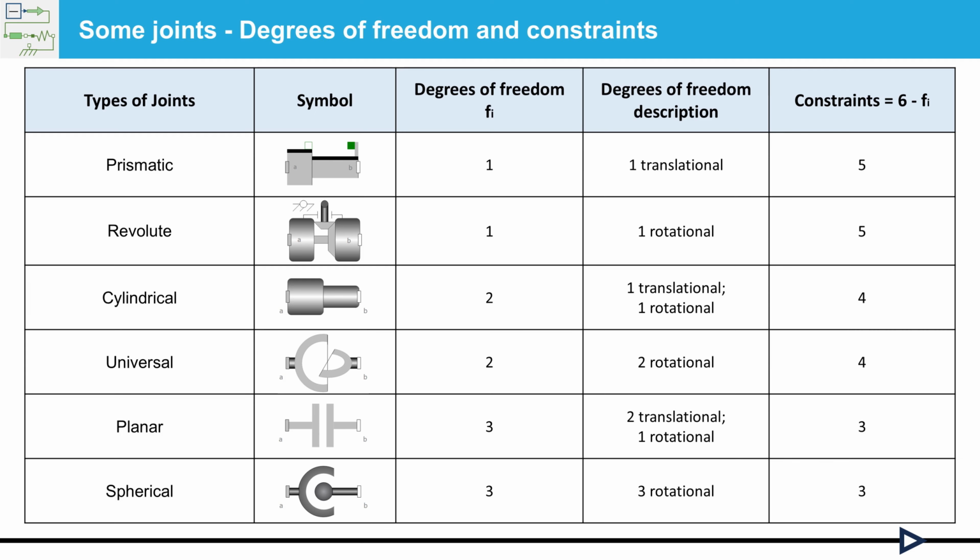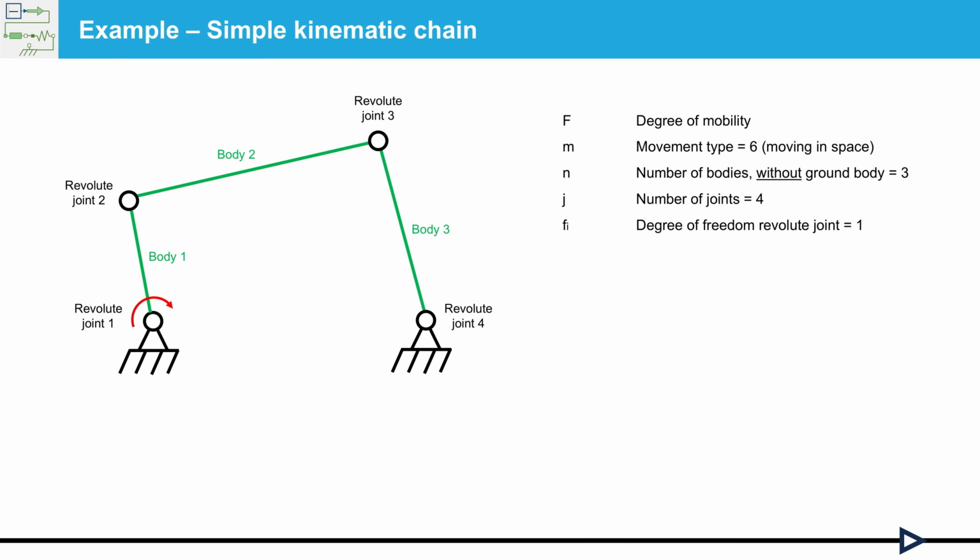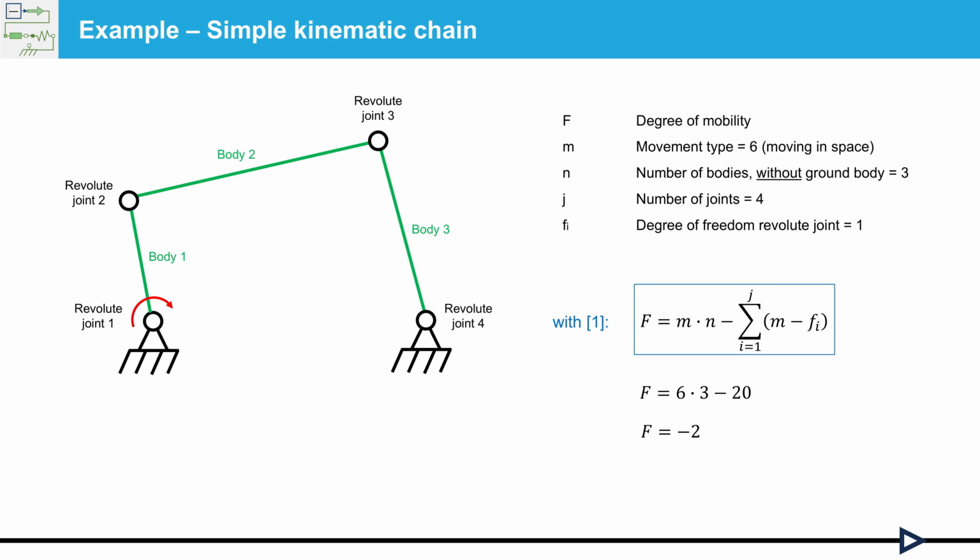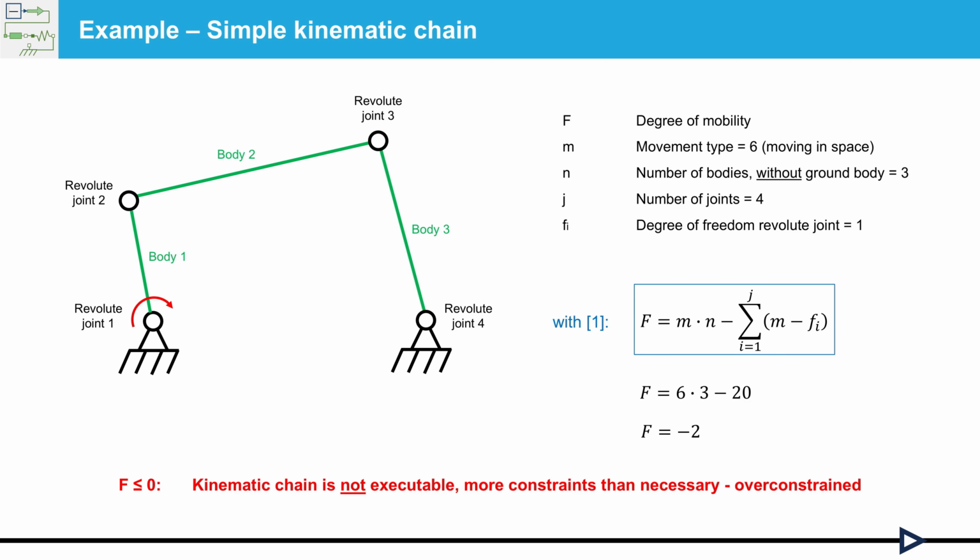For example, we calculate the degree of mobility for a simple kinematic chain with 3 bodies and 4 revolute joints. The movement tube is 6, moving in space. The degree of freedom of a revolute joint is 1. With formula 1 we can calculate F. It is 6 multiplied by 3 minus 20. The degree of mobility F is minus 2. The kinematic chain is over-constrained and not executable. We have more constraints than necessary for this construction.